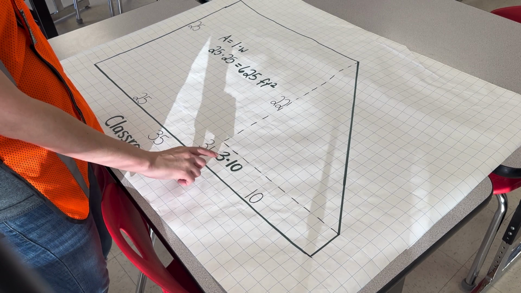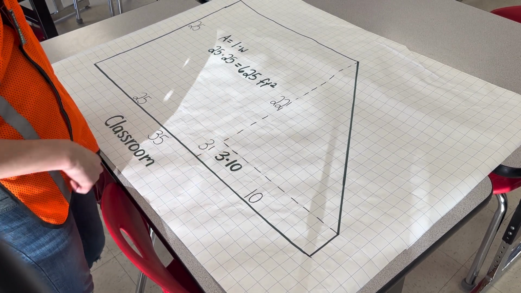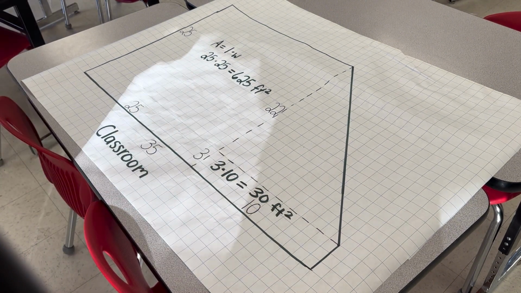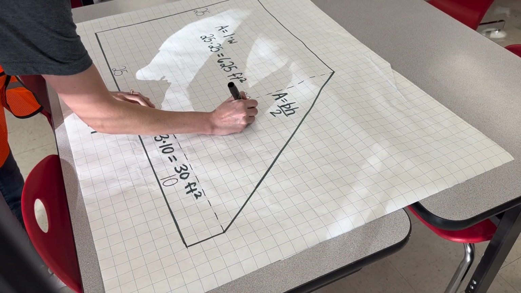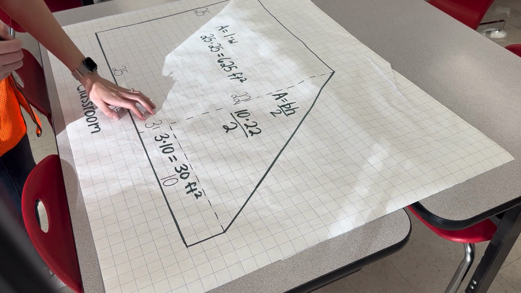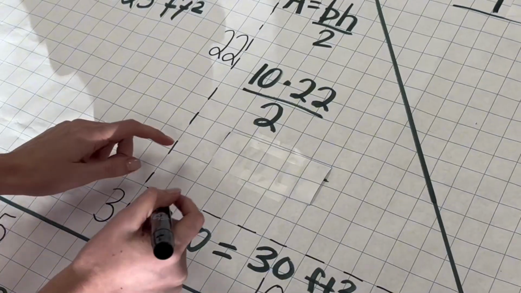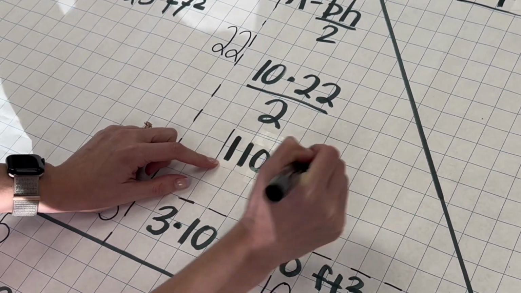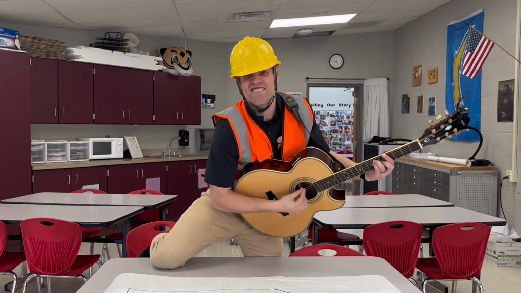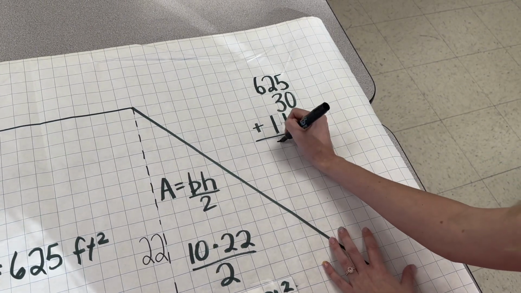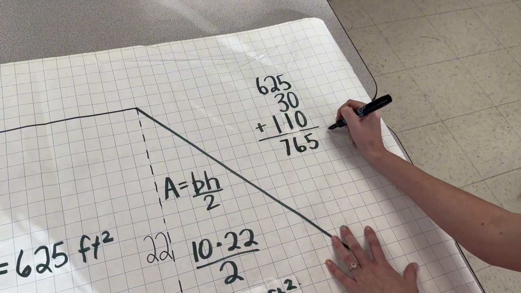The rectangle is simple. Just multiply your length by width. This has an area of 30 feet squared. And last, the triangle, my favorite. Just multiply your base by height. And cut it in half. Yes, cut it in half. So the triangle has an area of 110 feet squared. And you add it all together. And so we add all of our areas together to get a final area of 765 feet squared.